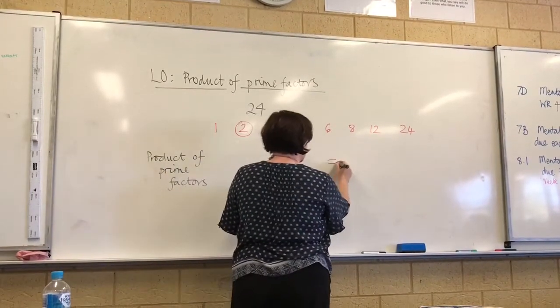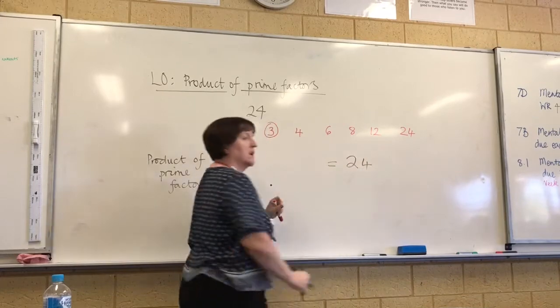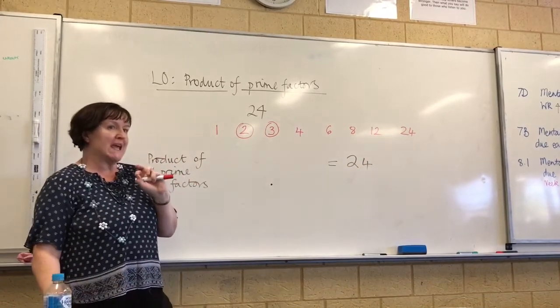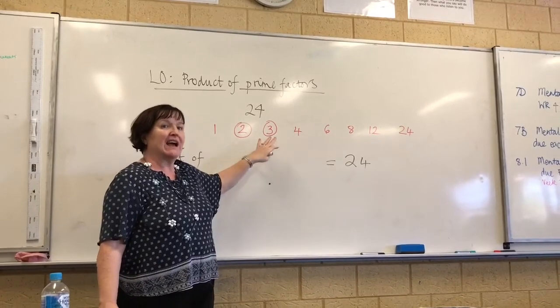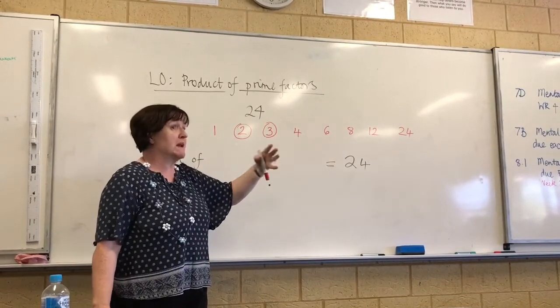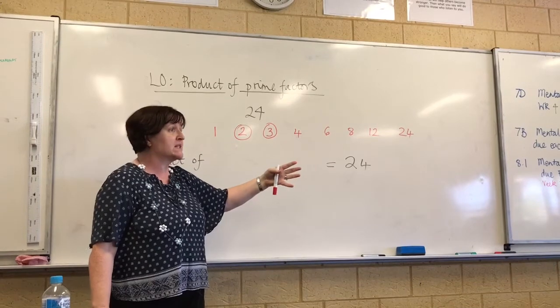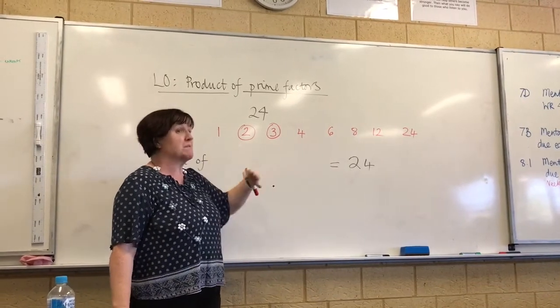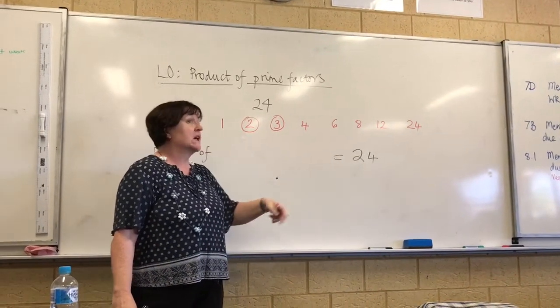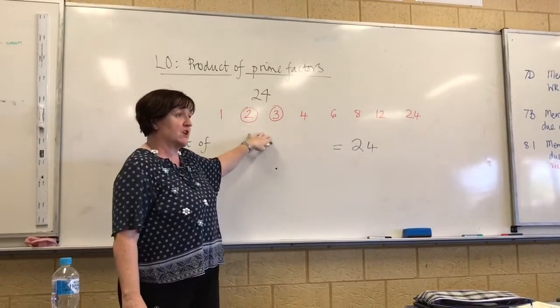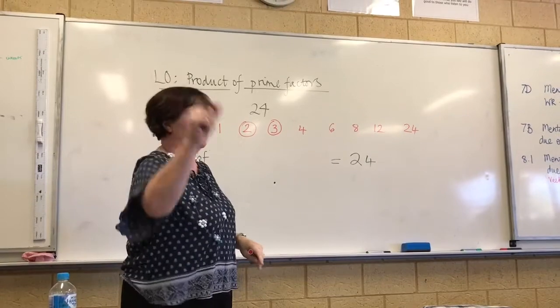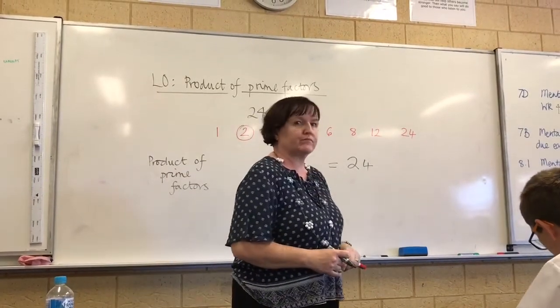Okay, so the answer has got to be 24, but the only way you can make it is by using the prime factors and a multiplication sign. You can use as many multiplication signs as you need, and you can use 2 and 3 as many times as you need, but you need to make 24 just using those 2. Okay, 15 seconds, go. Got to pause it.